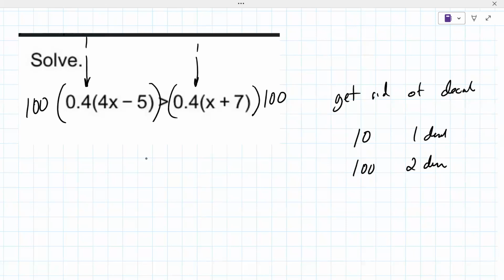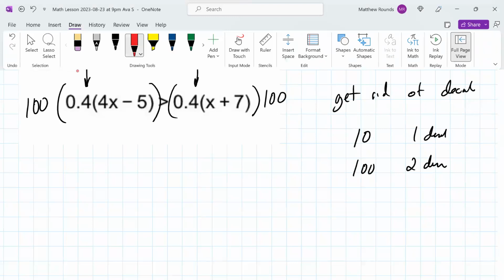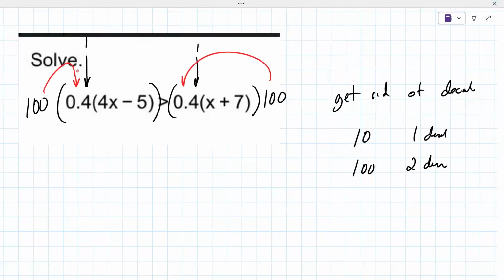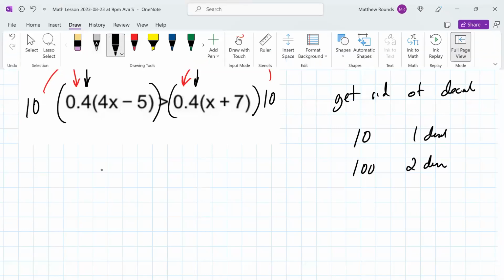But just like with the fractions, it's just the thing on the outside of the parentheses that gets it. I'm sorry, not 100, 10. Boy, last lesson of the day, I get a little wonky. All right, so 10 times 0.4 is 4.